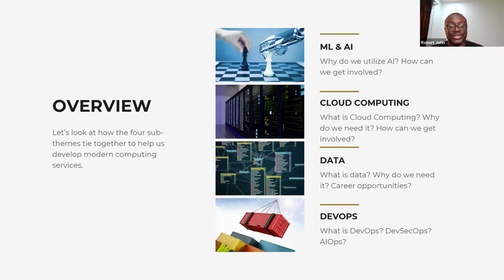It's a great privilege to be here, and as has been mentioned from the very beginning, we're going to be talking about 4 topics. One of them is machine learning and artificial intelligence, and we'll look at why we utilize AI and how we can get involved in utilizing that. We're also going to look at cloud computing. We're going to look at data, and then we're going to look at DevOps. Okay, without much ado, let's get started.